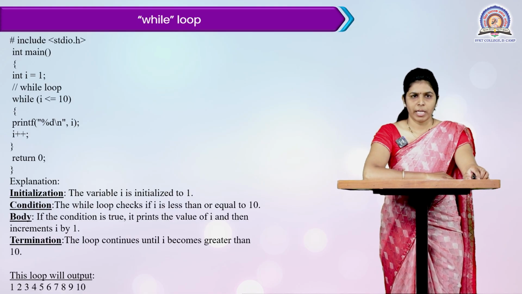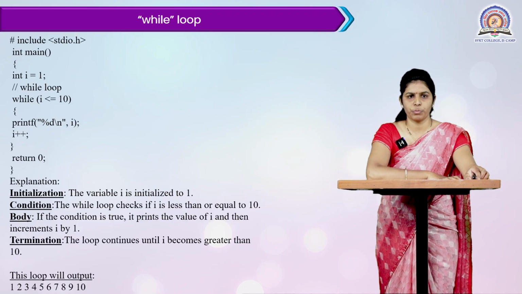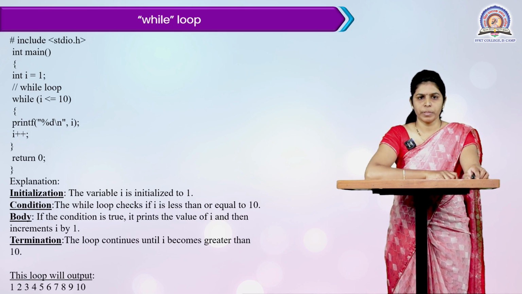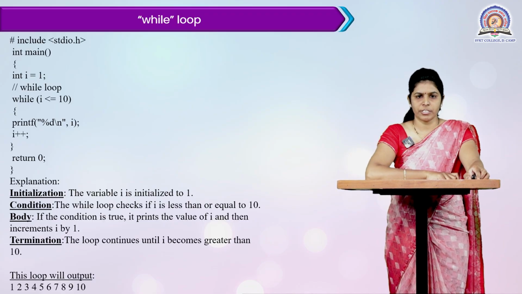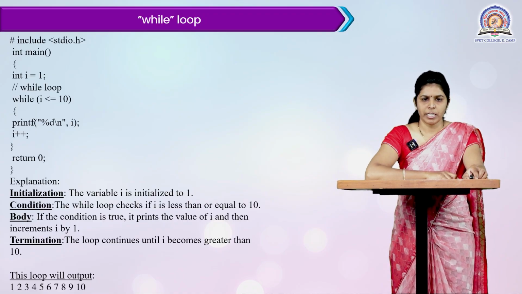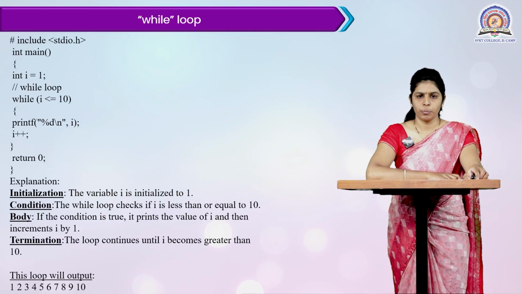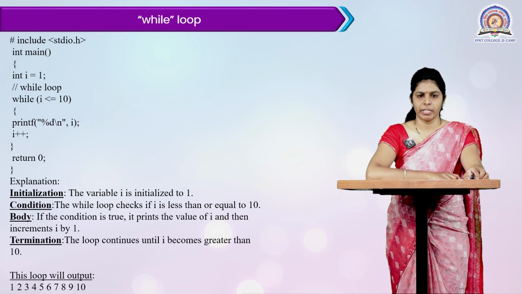While loop example: #include <stdio.h>, header files included, int main. int i = 1, then the while loop is used: while (i <= 10) { printf("%d", i); i++; } return 0. So, initialization: the variable i is initialized. Condition: the while loop checks if i is less than or equal to 10. If the condition is true, it prints the value of i and then increments i by 1. Termination: the loop continues until i becomes greater than 10. So the output of the while loop is 1, 2, 3, 4, 5, 6, 7, 8, 9 and 10.